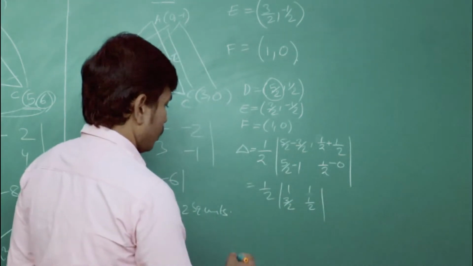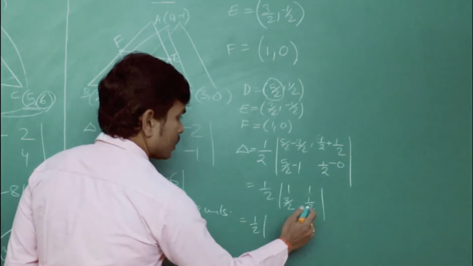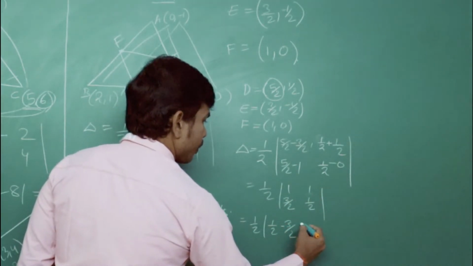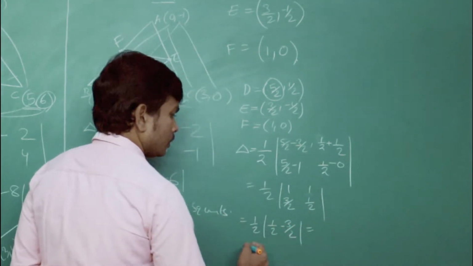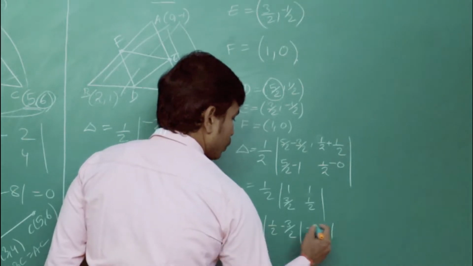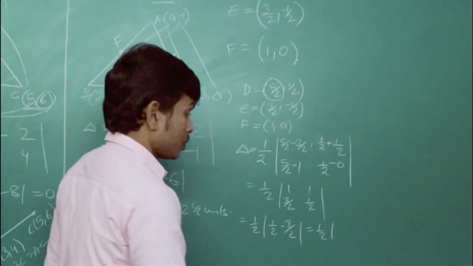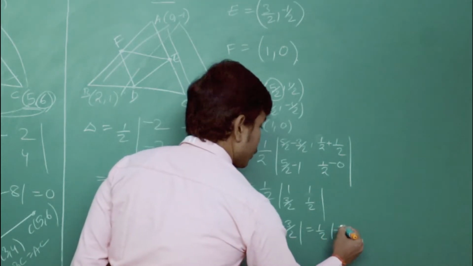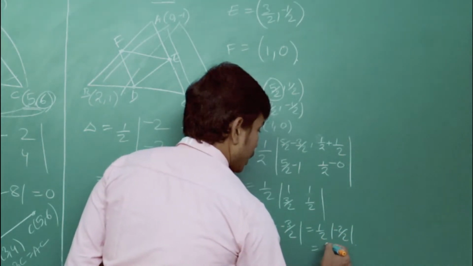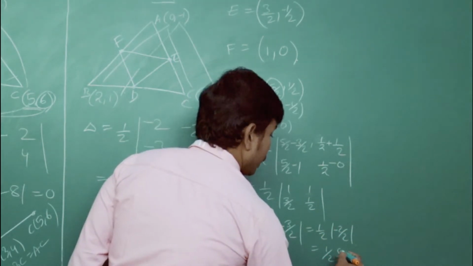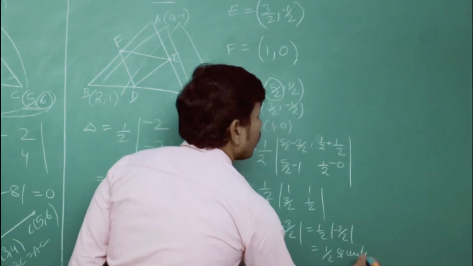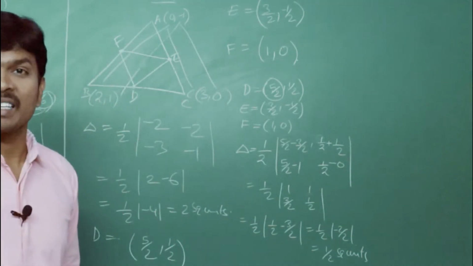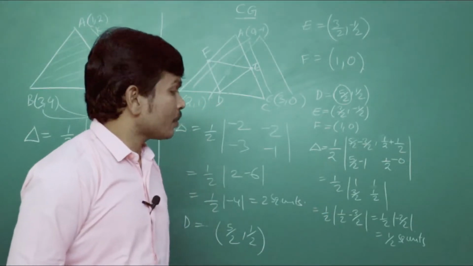Okay. Now do AD minus BC, my dear students. 1 by 2 minus 3 by 2. What did you get? 1 minus 3 is minus 2, minus 2 by 2. Yes or no? Minus 2 by 2 is nothing but 1 by 2 square units. You got it. What is the answer? 1 by 2 square units.